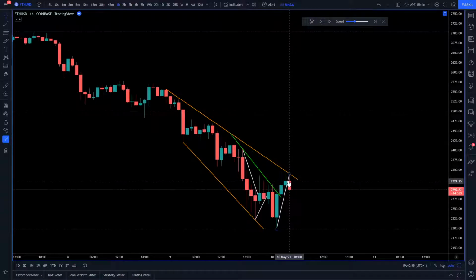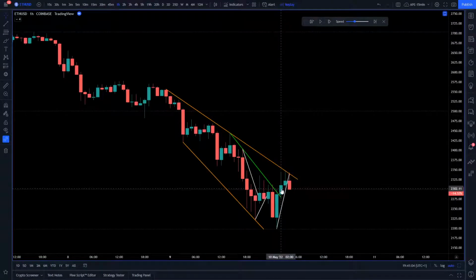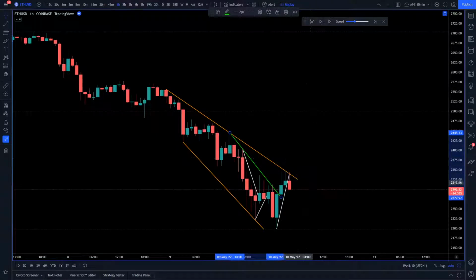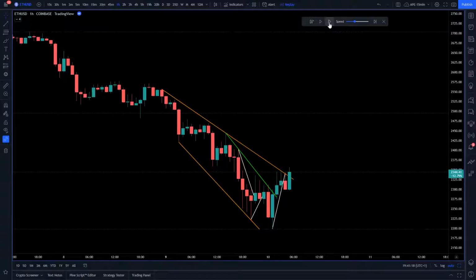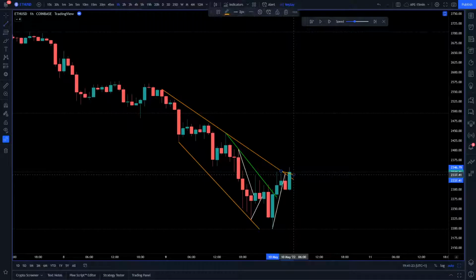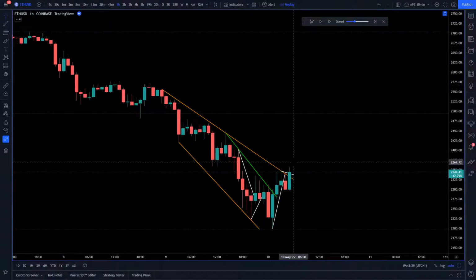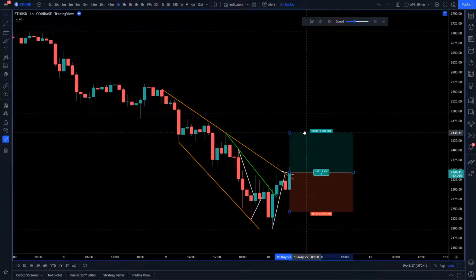So now the 1 hour is going down, and because we have this green trying to reverse up, with the 1 hour going down, we don't want to get into the market at this moment. So what I would do is wait, and then we see the white going down and then going up. Now when the white is going up, we enter the trade here.